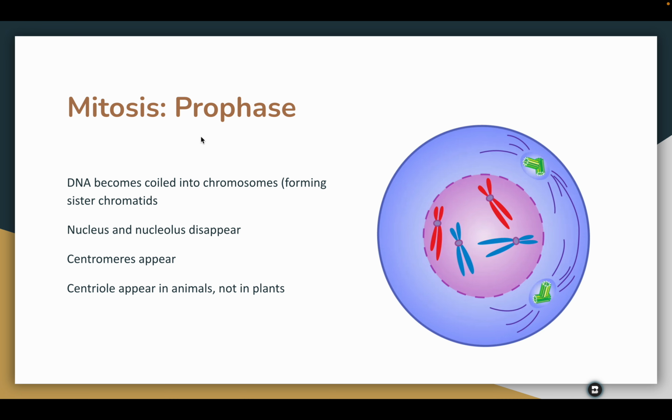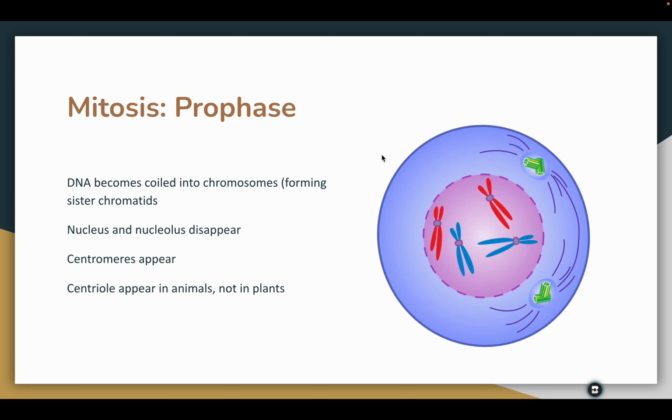Okay, and so in prophase, here's what happens. The nucleus starts to disappear. So that's this purple spot right here, this kind of pink purple spot. You can see that that circle is disappearing. The centromeres appear, those circles in the middle of the chromosomes. And then the centrioles appear in animals, not in plants. The centrioles are these green pieces here. Okay, so they are going to appear, and then they're going to start to kind of head to opposite directions of the cell.